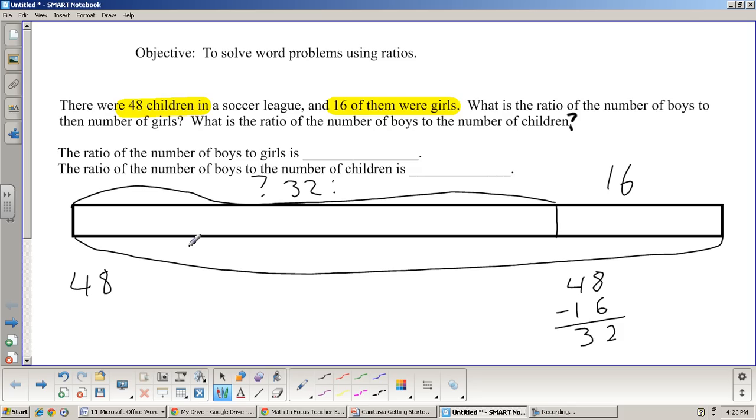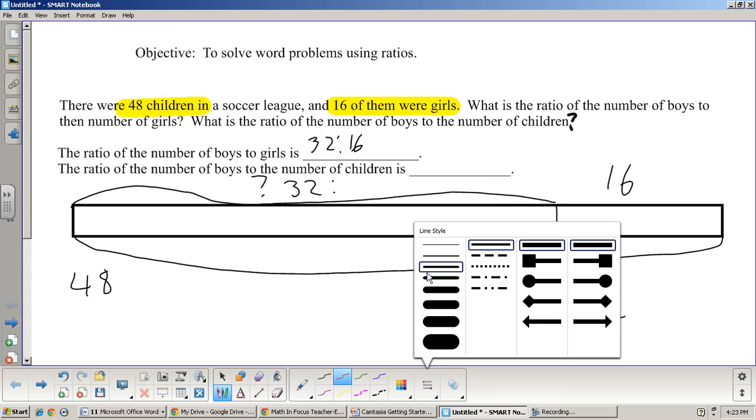I figured that out because I knew what the whole number was and I knew a part. So I took the whole and I subtracted the part, and now I have the other part, which is the boys. So my ratio is 32 to 16. Is that in simplest form? The answer is no, it is not in simplest form.